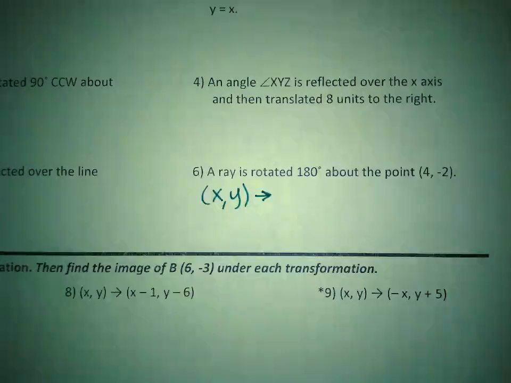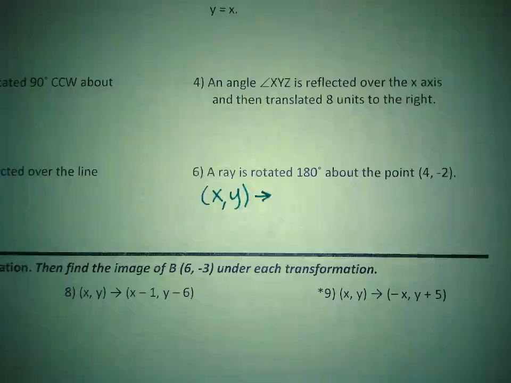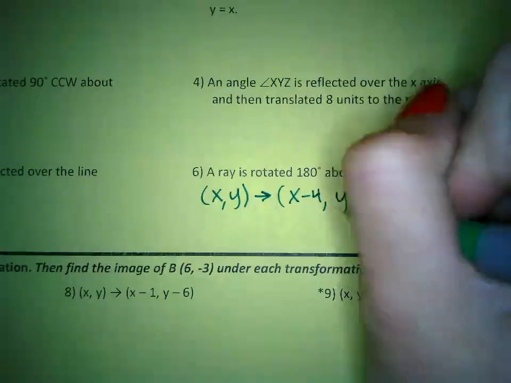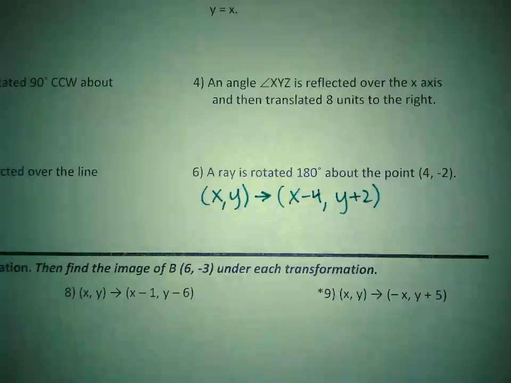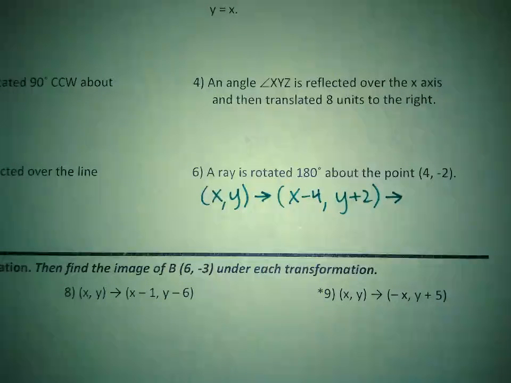A ray is rotated 180 degrees about that point. Remember, the rotation rules only work if you're rotating around 0, 0. So let's force this to become 0, 0 by translating it left 4 and up 2. Now that this is being rotated around 0, 0, we can apply the rotation rule.